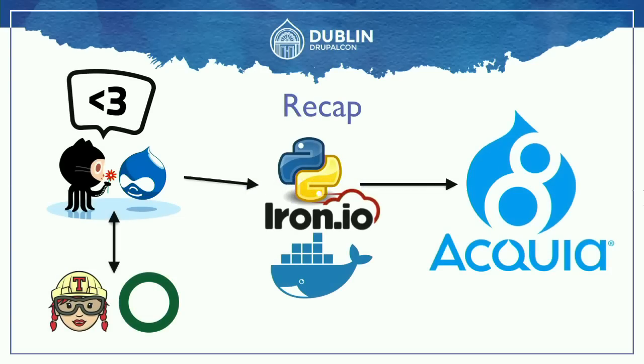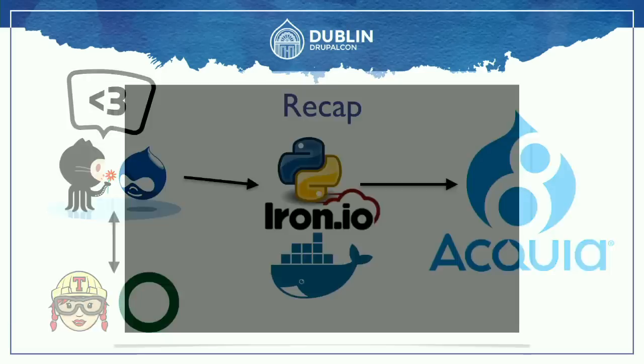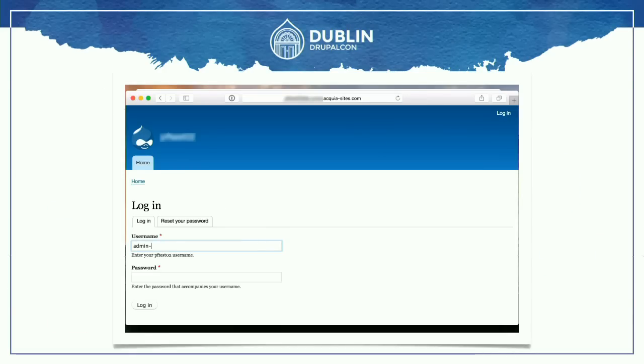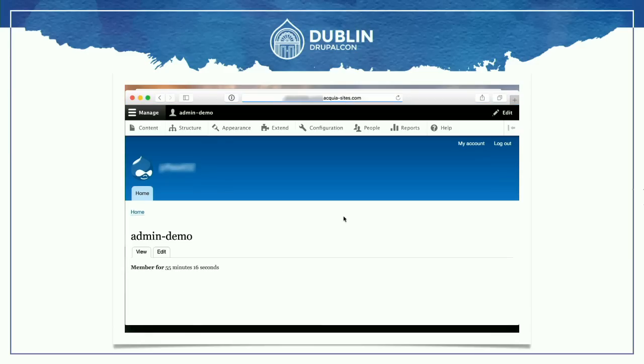What we've seen so far: we created the repository, we initialized it, we ran Composer create project, we synced the changes to Acquia, we ran our Drush site install command, we exported our configuration, and we replicated the code. So our site is there, it's already running, the beautiful Drupal theme. But now we want to add some changes.